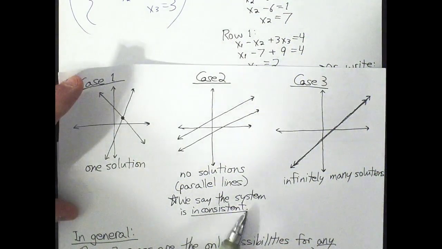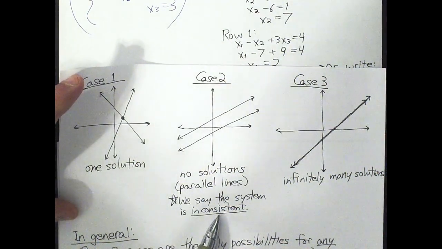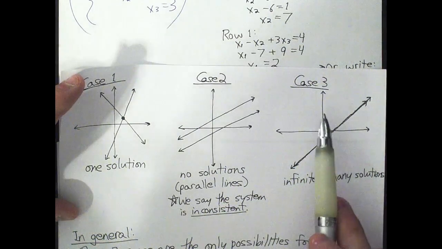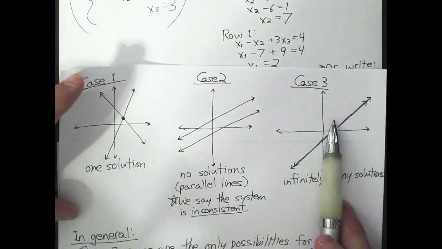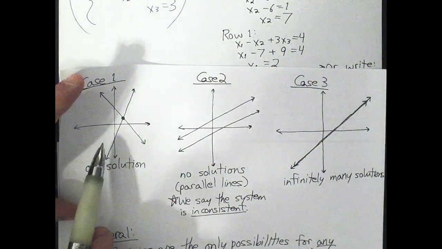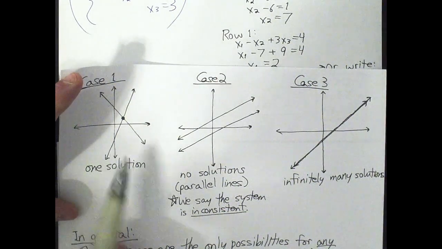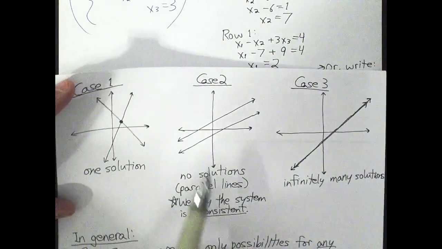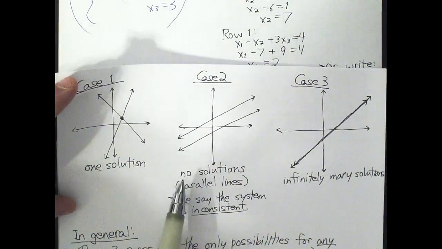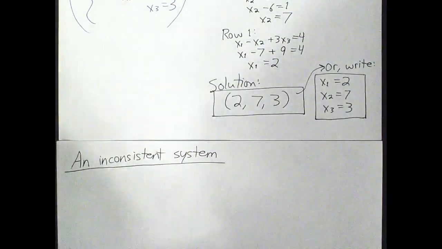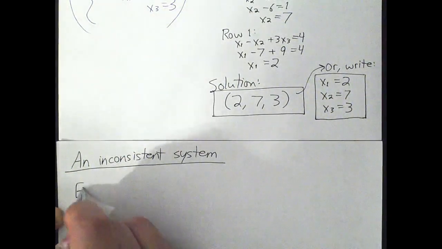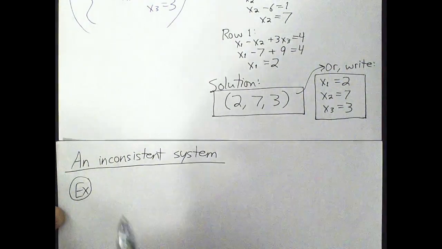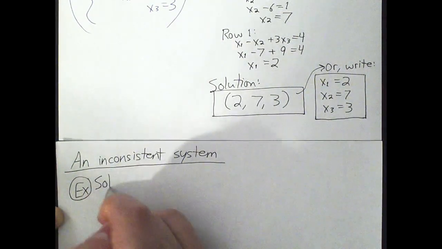So I'd like to show you one of these. I think in the next section, you'll see some of case 3. But so far, we've been doing a lot of case 1. So I want to show you an inconsistent system. I'm kind of spoiling the answer for you. The answer is going to be no solutions. But let's see what a problem like this looks like, and what's going to tell us that there are no solutions.